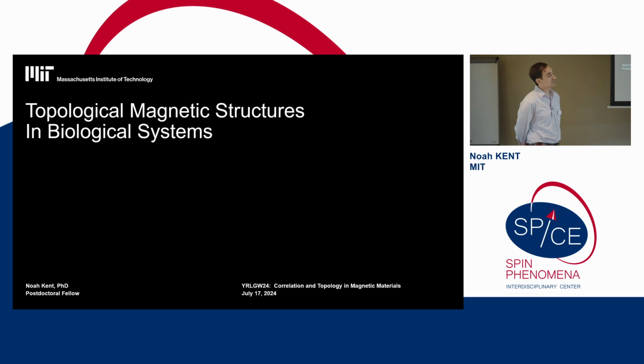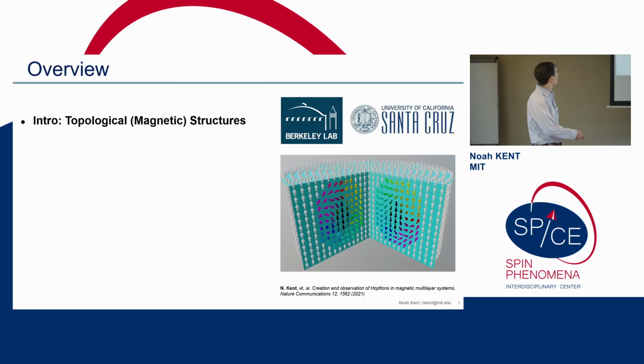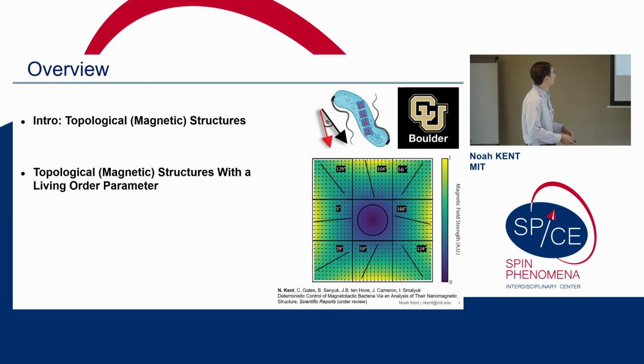Okay, so I'm going to be talking about topological magnetic structures in biological systems, and this is going to be two pretty distinct talks. So I'm going to have an intro about topological magnetic structures, just some math briefly, and then I'm going to talk about what I did in my time at CU Boulder, where I made a topological magnetic structure where the order parameter was bacteria.